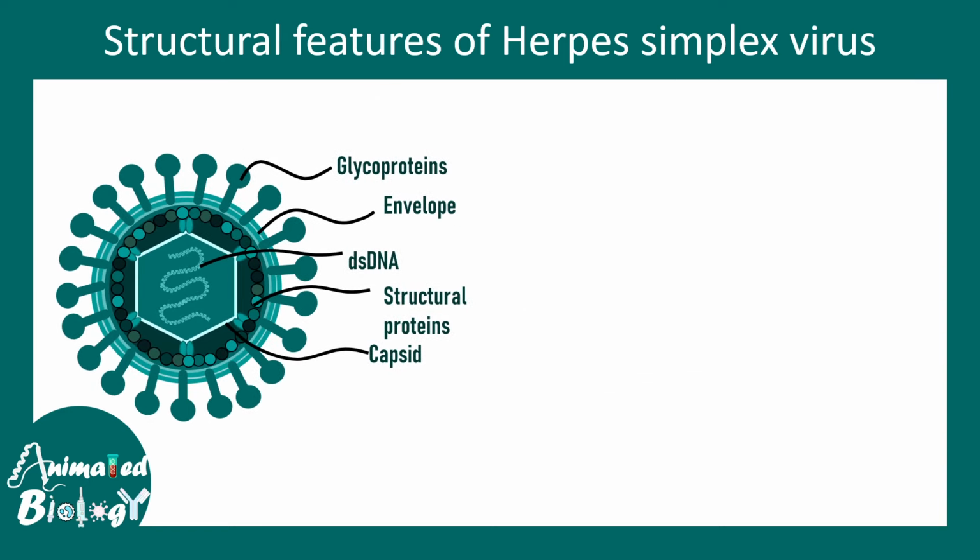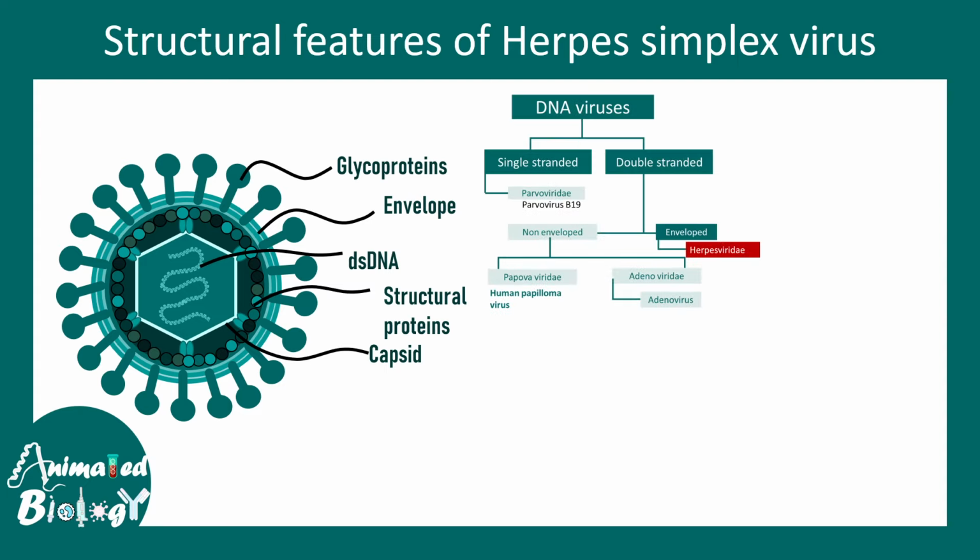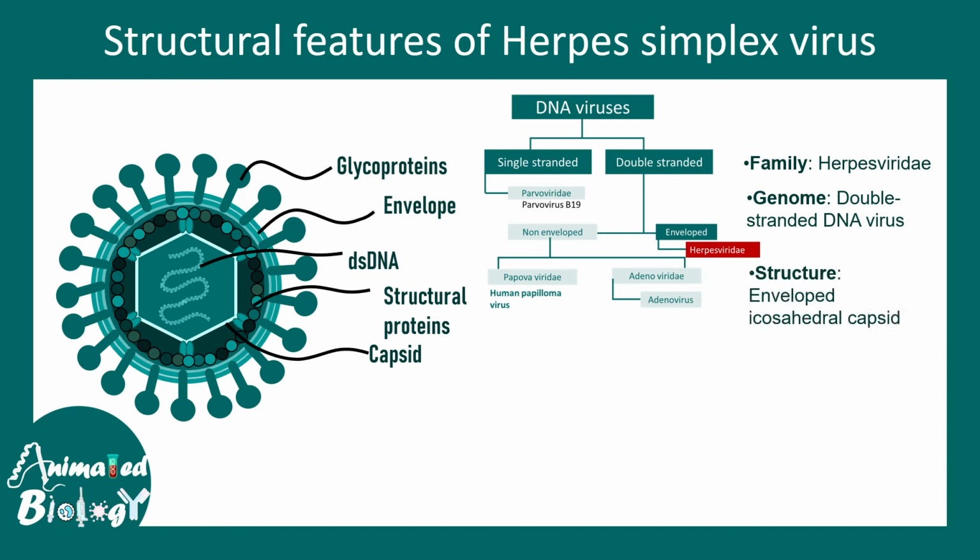So now let's see where this particular virus falls in the overall classification of double-stranded DNA viruses. DNA viruses can be divided into two halves, single-stranded and double-stranded. This falls under double-stranded enveloped virus, and the family name is Herpesviridae. And then obviously we have to remember that the genome is double-stranded DNA, and the structure is enveloped, and an icosahedral capsid is present in this particular virus.